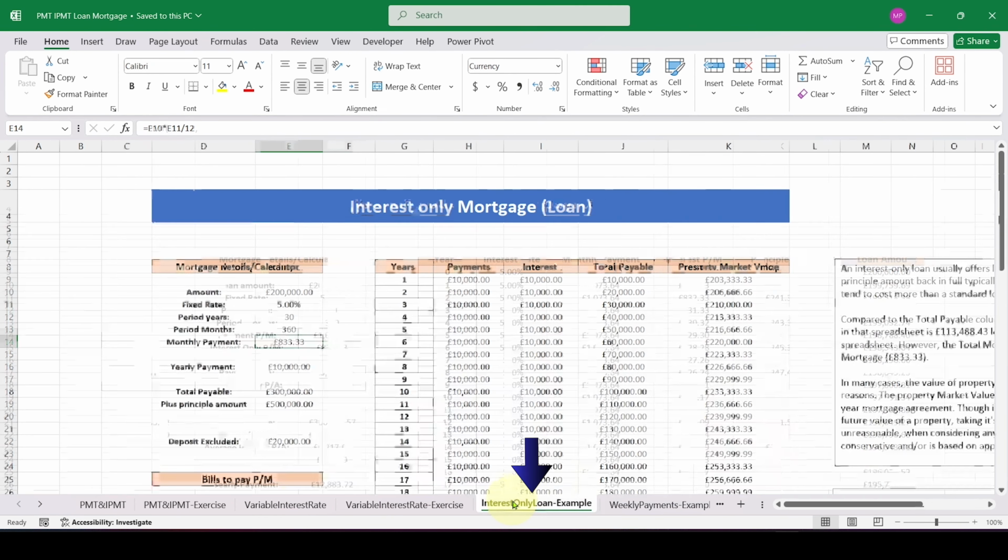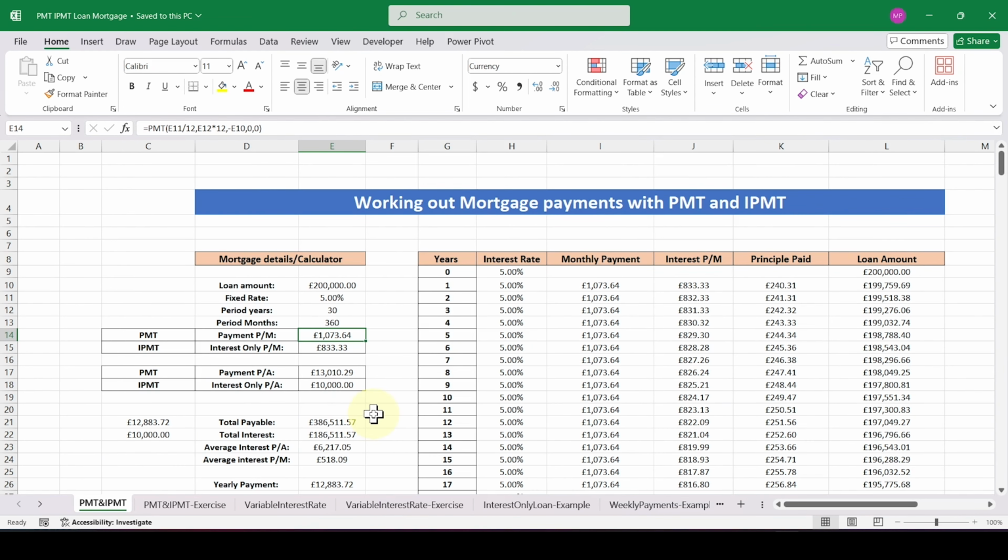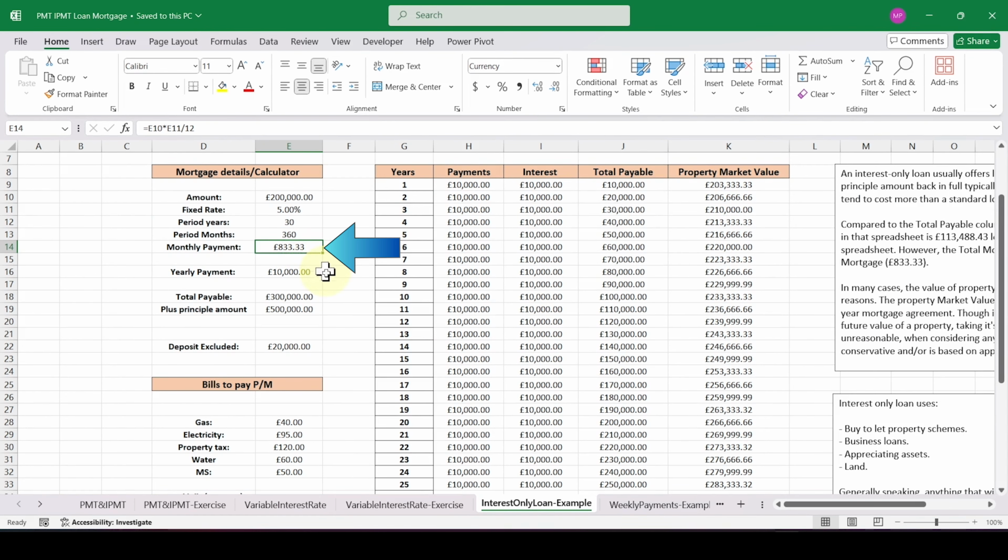But in the long term, you end up paying a lot more. So in reality, you'll end up paying, I believe it's around £500,000 for this particular type of mortgage. Whereas with the other one, it's only £386,511.57, which is roughly around £387,000. So it's more expensive per month, but you will pay less in the long run. And with an interest only type of loan, it's cheaper per month, but you will end up paying a lot more in the long run.